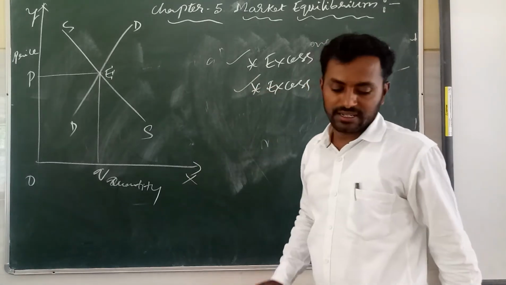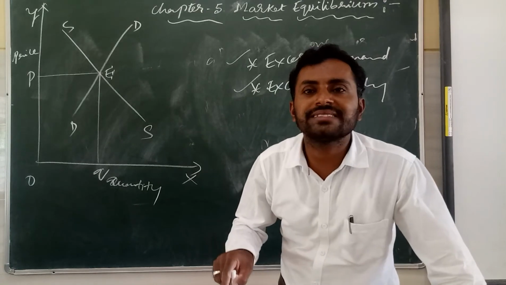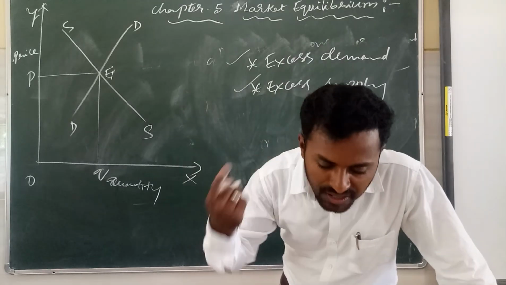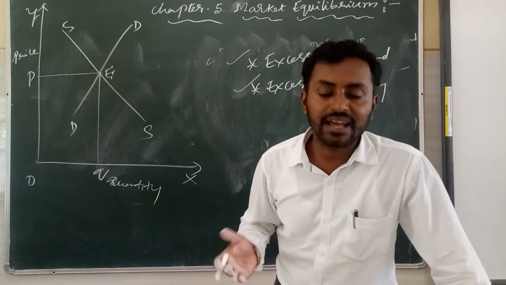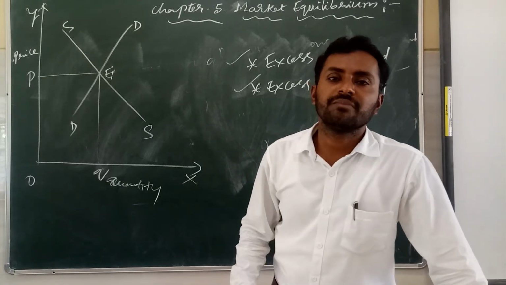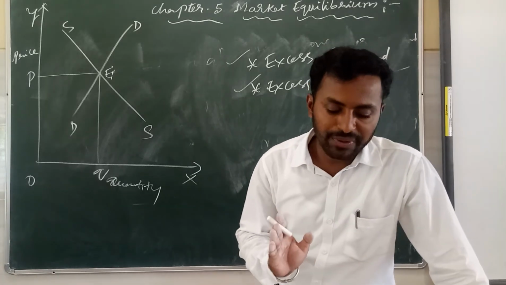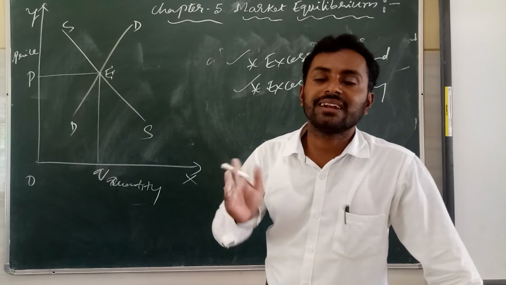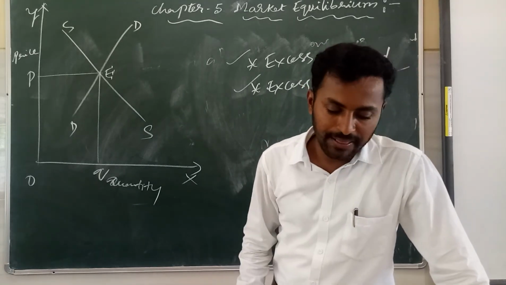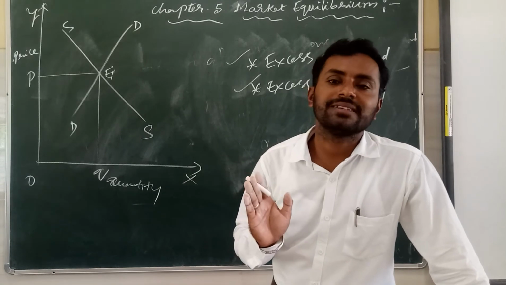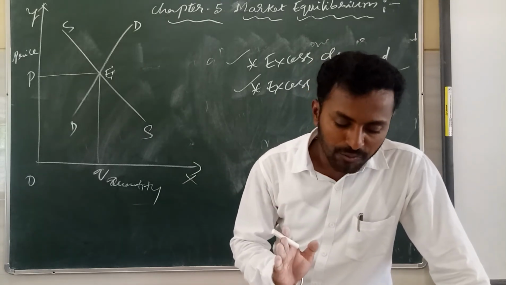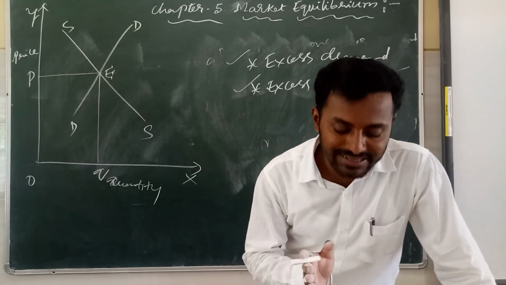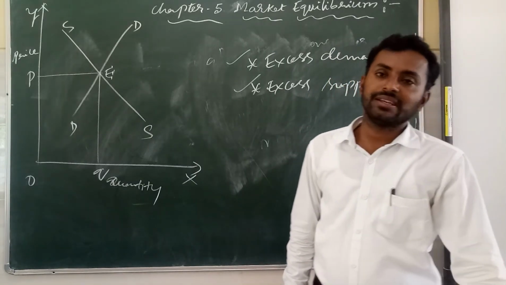Excess supply means what? At a price, market supply is greater than market demand. We say that there is an excess supply in the market at that price. Market supply is greater than market demand.